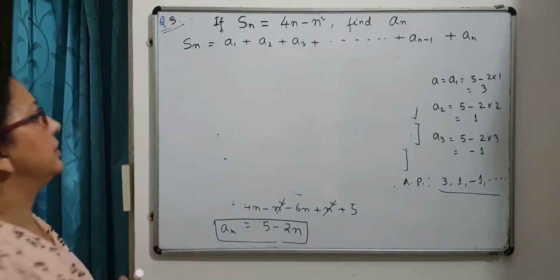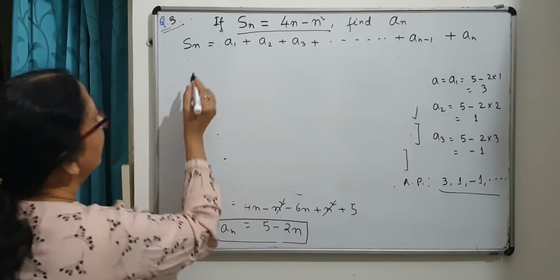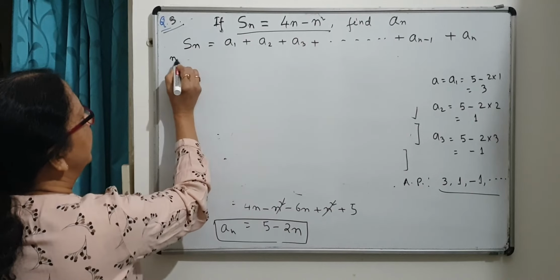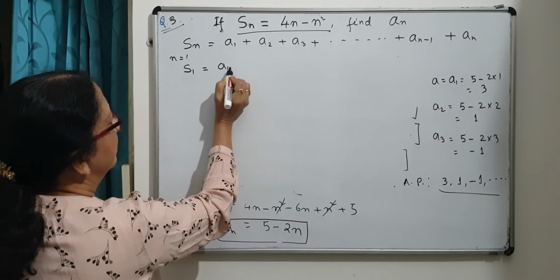So, how can we do this? You see, this expression is given, no? Sn. So if I put n equal to 1, then it will be S1. So what will be S1? Only A1. That is your A.